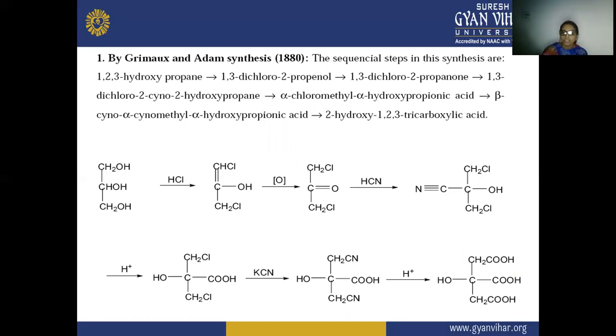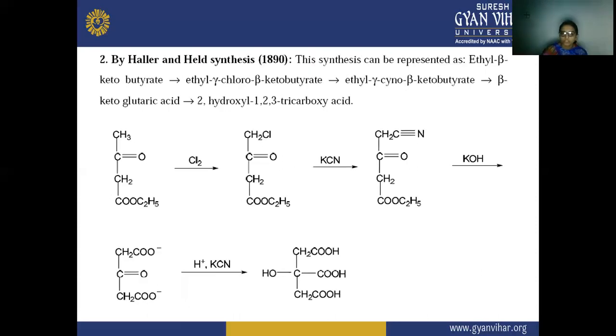After that, there is a reaction with potassium cyanide. There is a formation of beta-cyano alpha-cyanomethyl alpha-hydroxypropanoic acid, which on acidification forms 2-hydroxypropane-1,2,3-tricarboxylic acid, that is citric acid. Next, by the Haller-Held synthesis. This synthesis occurred in the 1890s.